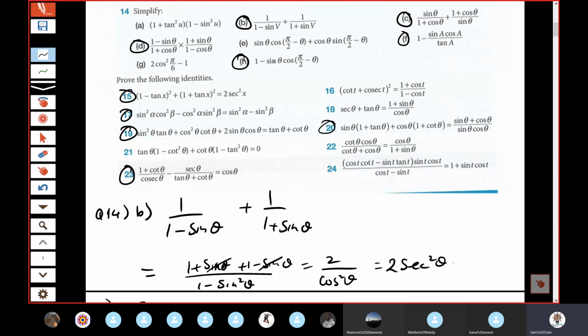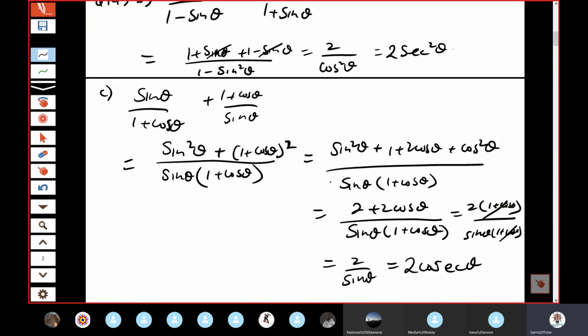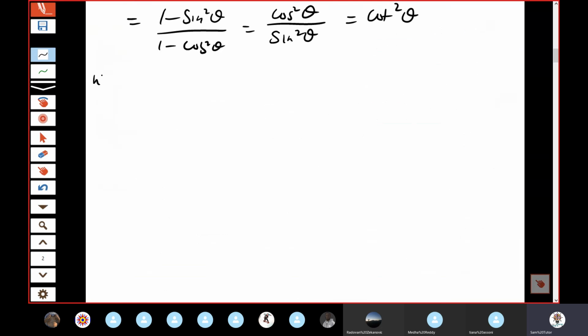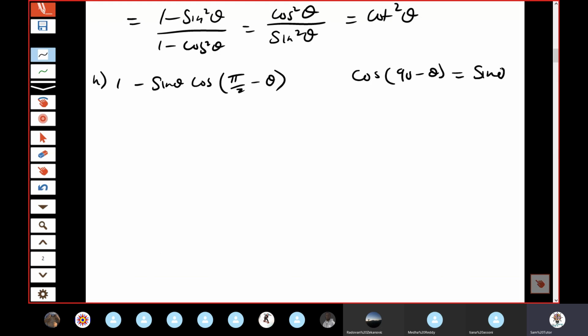Let's do H. One minus sine theta, cos pi on 2 minus theta. What's pi on 2? 90 degrees. So what did we just say about cos 90 minus theta? It's complementary with sine, so equals sine. So the answer is sine theta times sine theta, sine squared, which equals, you guys used to that by now? One minus sine squared is cos squared.